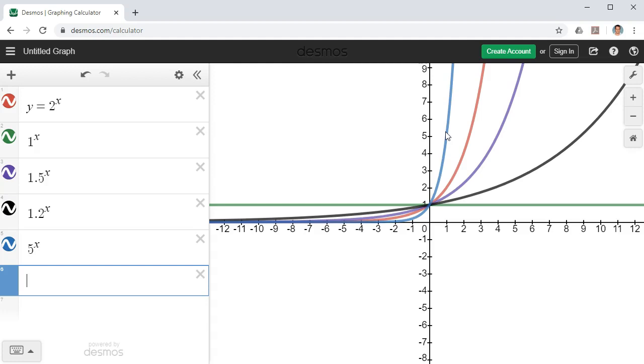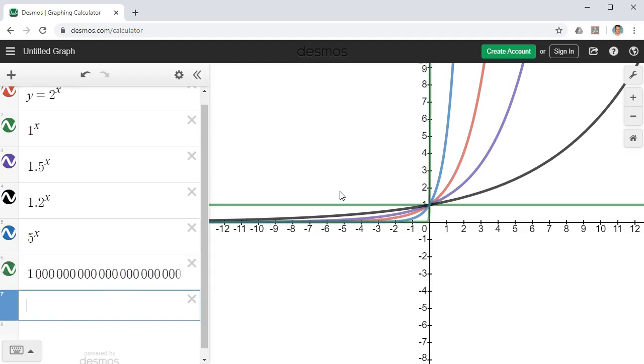I'm really curious now about how steep I can go. What's going to happen if I pick a number that's really, really, really big? Let's try this number here to the power of x. When we look at this graph this time, it's become so steep that it almost looks like a right angle. It's not, but it looks like one.